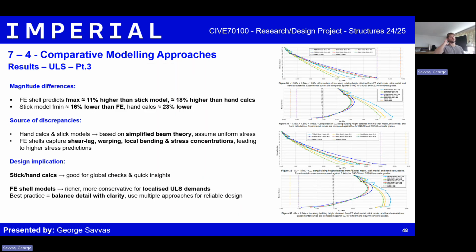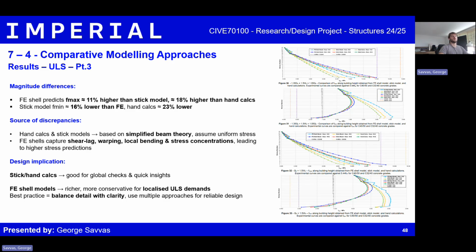At ULS, all models predicted the same overall picture, compression in the north-south direction and tension with higher stresses in the west-east span. But when you look at the numbers, the FE shell model consistently gave higher stresses, about 11% above the stick model and nearly 18% above hand calculations. For minimum stresses, effectively tension, stick and hand approaches underpredicted by as much as 23%. These differences, while not extreme, are meaningful. They have a clear explanation.